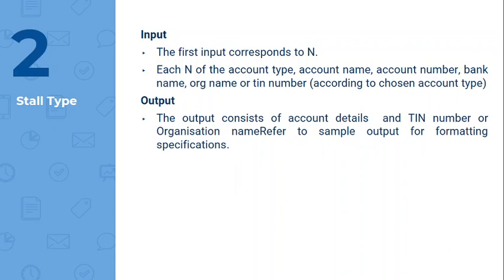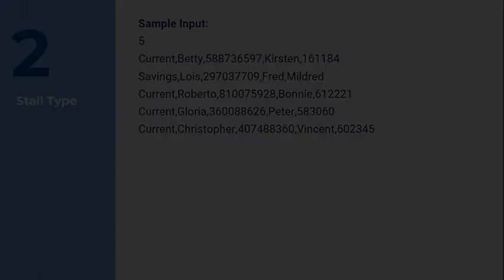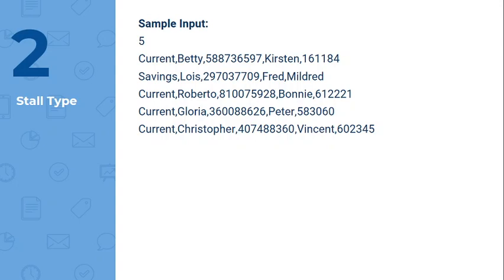In the input format, the first input corresponds to n, and for each n we should read the account type, name, account number, bank name, organization name or TIN number according to the type of the account. Let us check the sample input so that it will be clear. Look at this, the way the input is given, it is given as comma separated values, and the first denotes the type of account, either current or savings account, then the name, then the account number, then the organization name followed by the TIN number or the organization name depending upon the type of account. So let us dive into the solution.